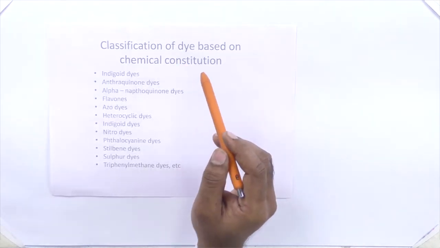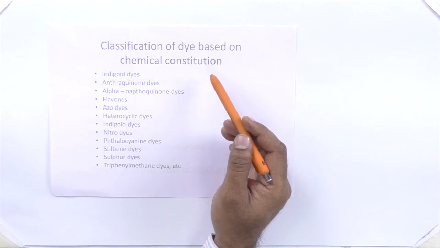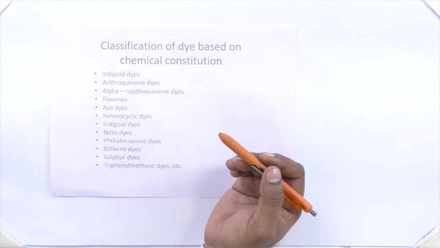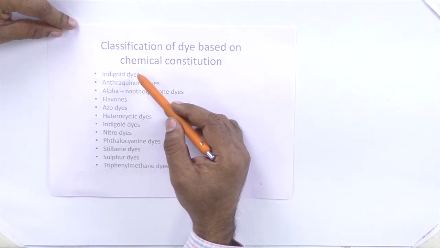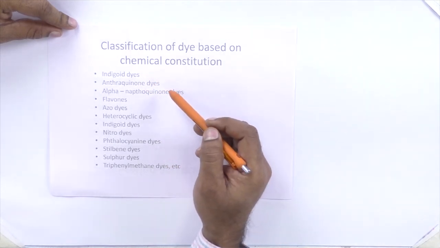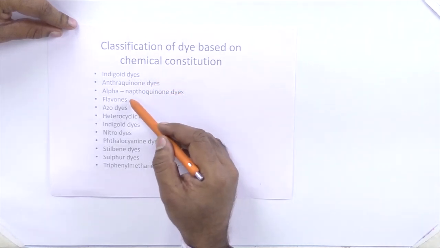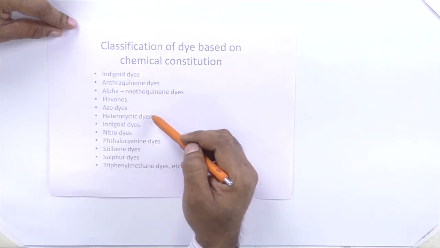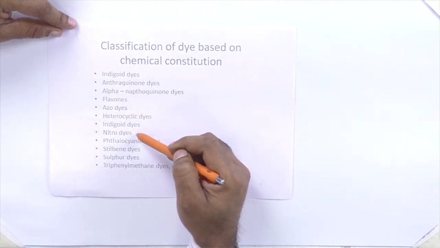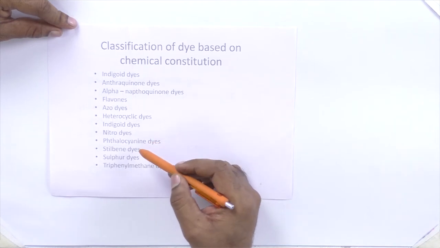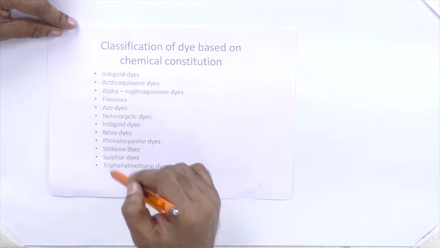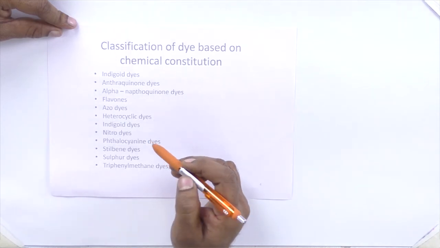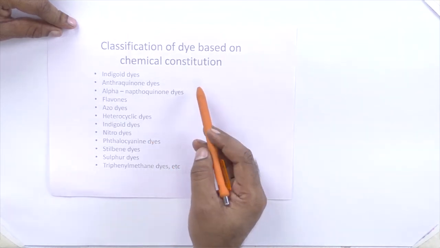Classification of dyes based on chemical constitution. There are so many classes of dyes available: indigoids, anthraquinone, phthalocyanine, flavones, azo dyes, heterocyclic, nitro, stilbene, sulfur, and triphenyl methane dyes. These are some classes of dyes based on chemical constitution.